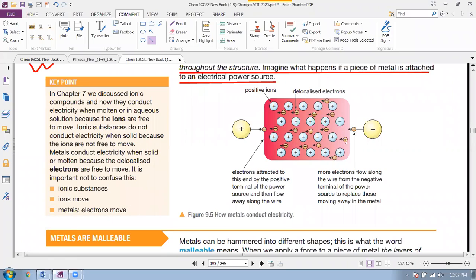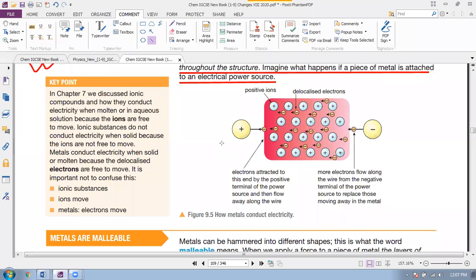When a power supply is connected, with positive and negative terminals, the electrons are attracted by the positive terminal of the voltage supply and start moving towards it. When electrons move, the charge is moving, and the flow of charge is current. So the flow of electrons forms current, and this is the way that metals conduct electricity.